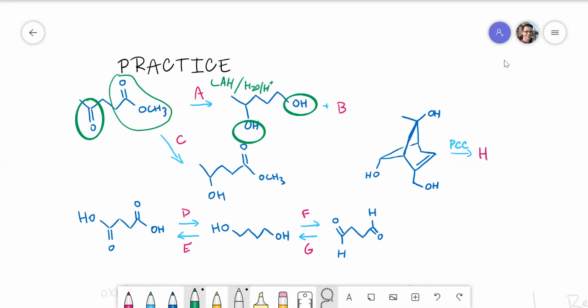All right. If we only want to reduce one of the functional groups while leaving the ester intact, we could use the weaker reducing agent NaBH4, sodium borohydride.